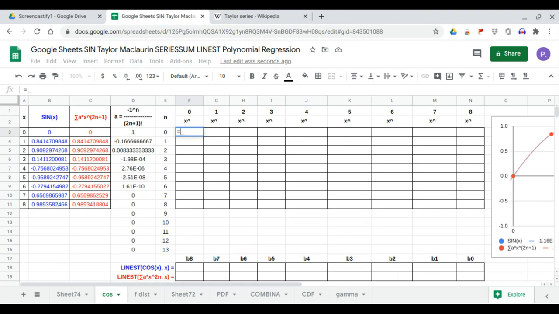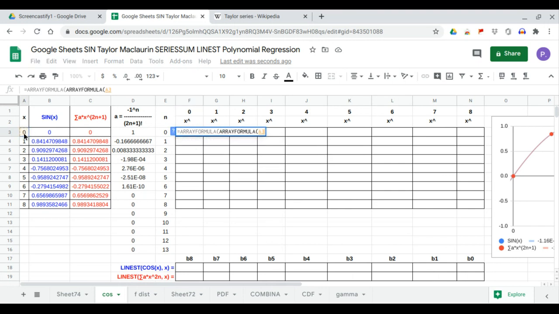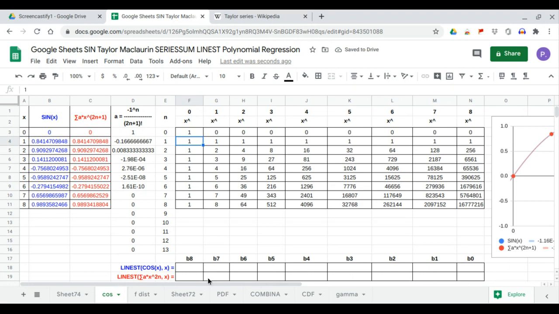To complete the 1 comma x matrix, we have array formula of the x values raised to the power 0 to 8. Now that we have the 1 comma x matrix, we can calculate the LINEST. LINEST for the function itself, data y, and data x. So here you have the coefficient, regression coefficients.